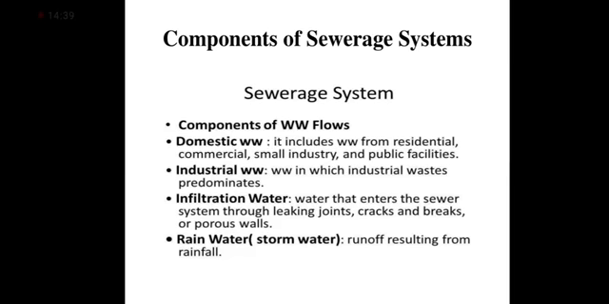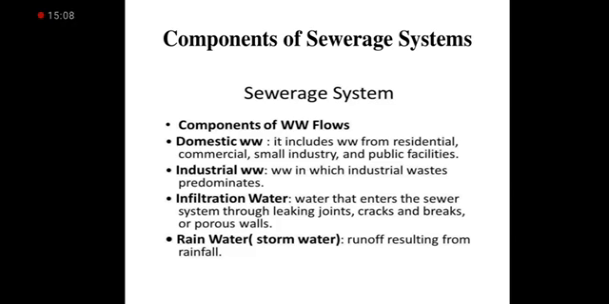These were the advantages and disadvantages of all the systems, that is separate, partially combined and combined system. What are the components used here? Components of wastewater flow. The first one is domestic wastewater. Domestic means which is coming out of houses, residentials. It includes wastewater from residential, commercial, small industry and public facility.